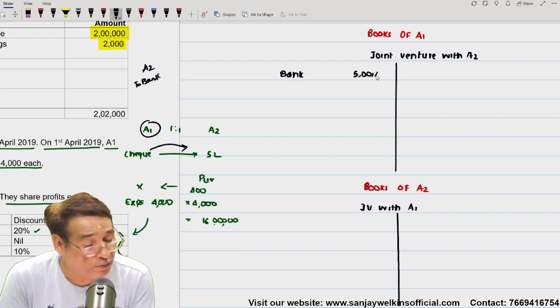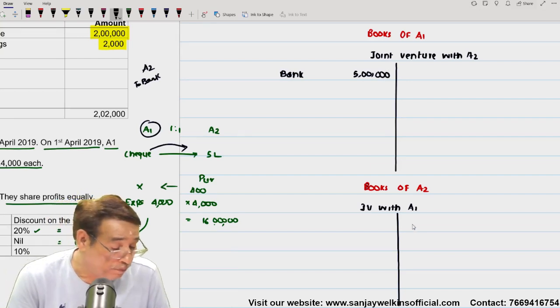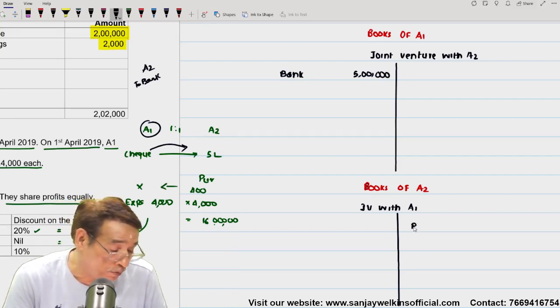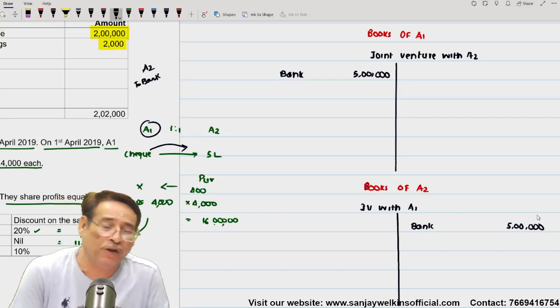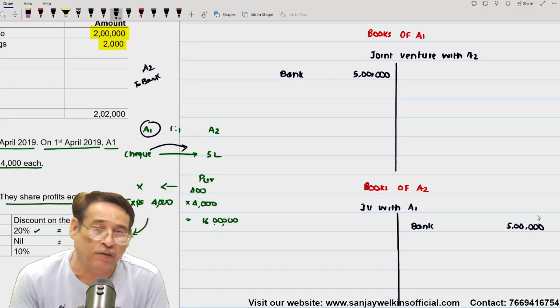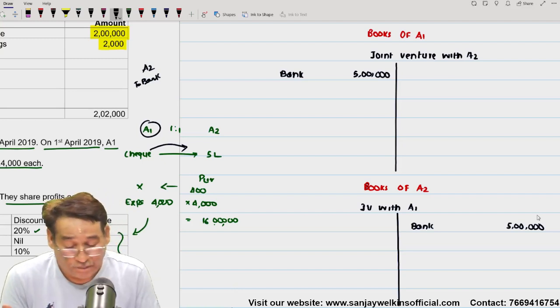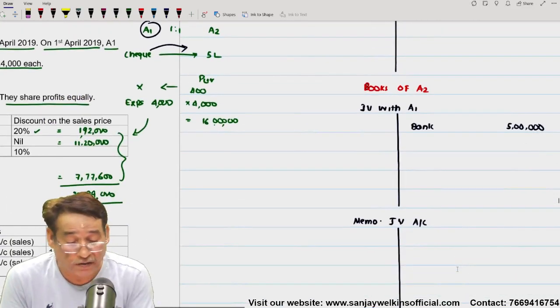And this check will be received by A2. Correct? In the books of A2, towards the credit side of A1, I will write by bank. So you can see this is an intra-company transaction or intra-party transaction, and this transaction will not appear in the memorandum joint venture account. So this one is over.